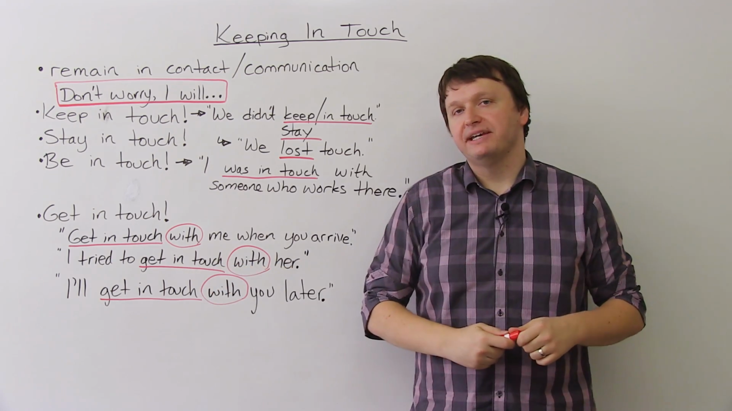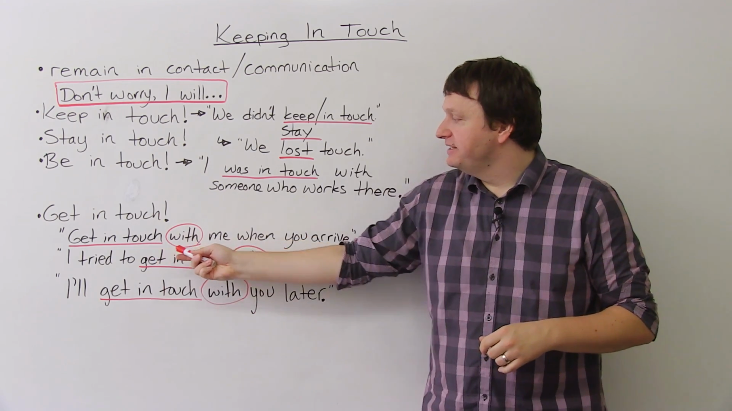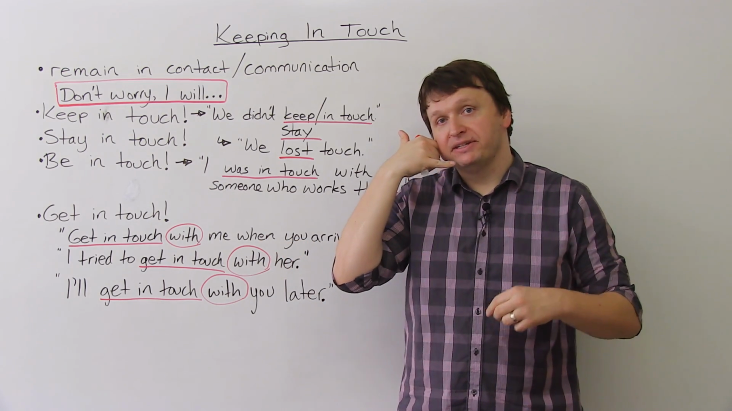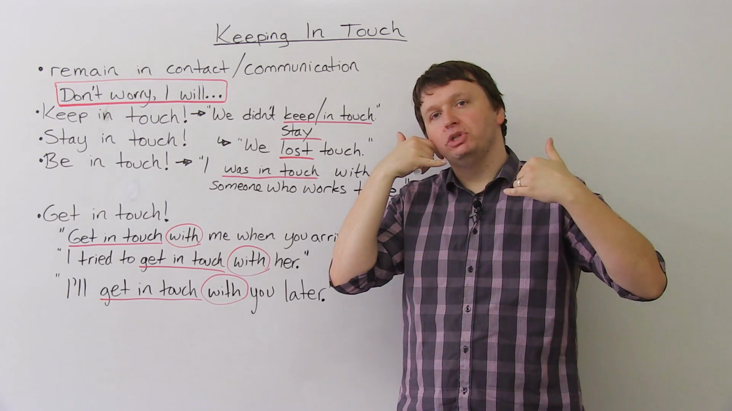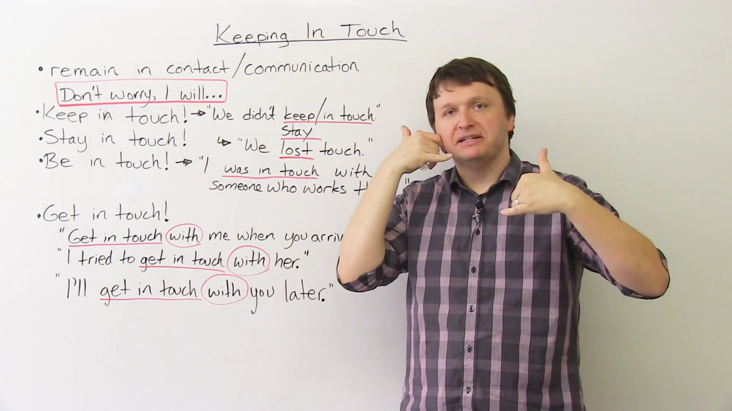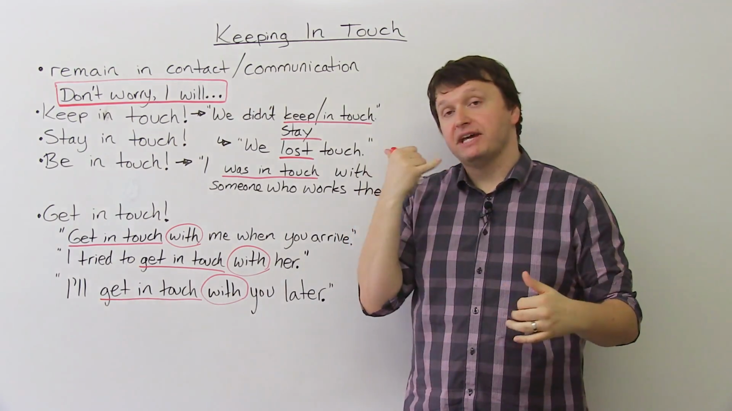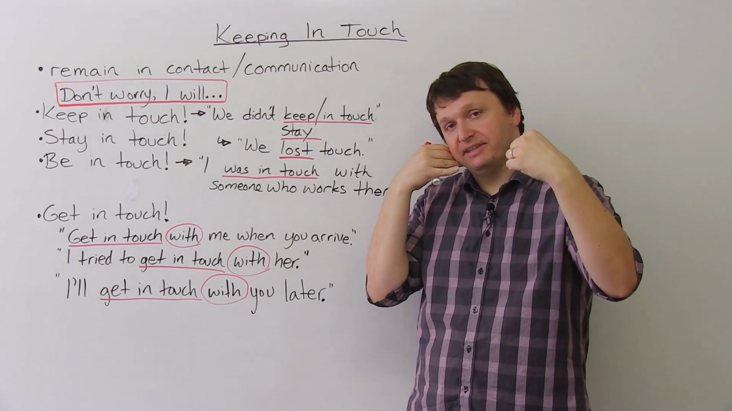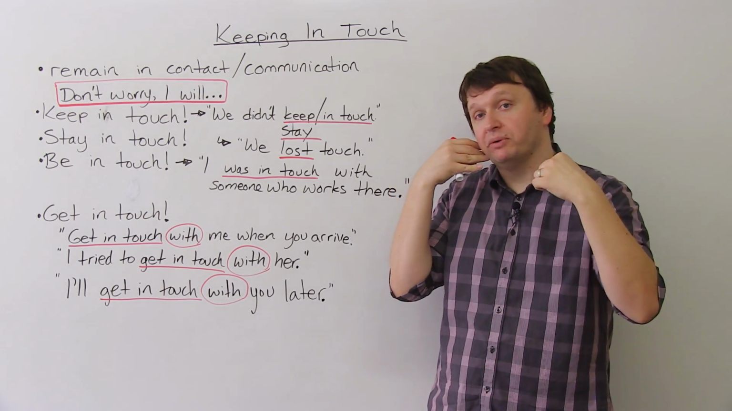So I have three example sentences. Get in touch with me when you arrive. You are talking to a friend. The friend is coming to visit you by bus, by airplane. It doesn't matter. And you're telling them, okay, get in touch with me. Contact me. Okay, this is the meaning. Contact me when you arrive.